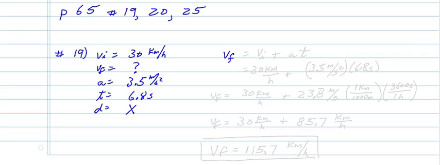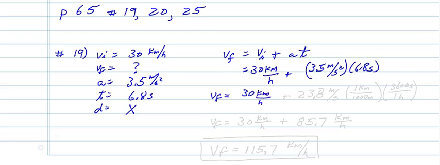V final equals V initial plus A T. V initial is 30 kilometers per hour. A is 3.5 meters per second squared. Time is 6.8 seconds. So V final is 30 kilometers per hour plus 23.8 meters per second. But kilometers per hour and meters per second don't match.